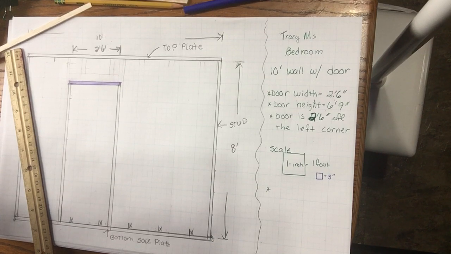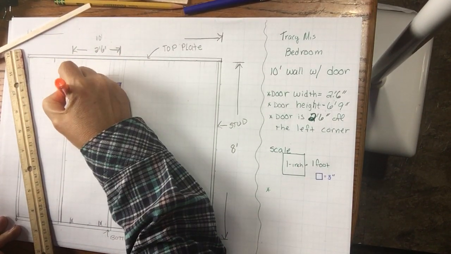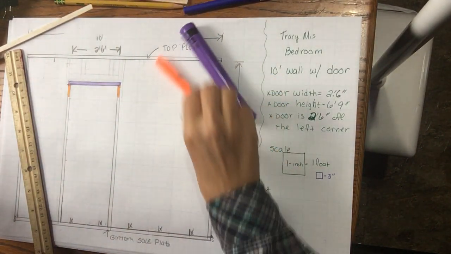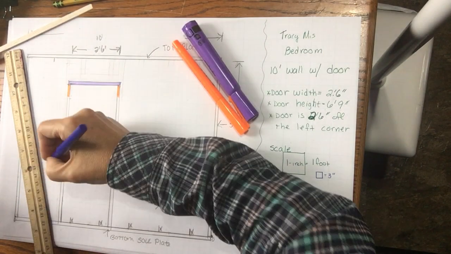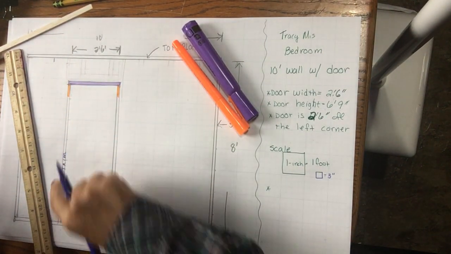Let's go with orange. Just so you can see, this stops right there, and this one stops right there. All right, so these are called the trimmers, the trim boards. So I'm going to write trim. Trim. I want you to do the same.